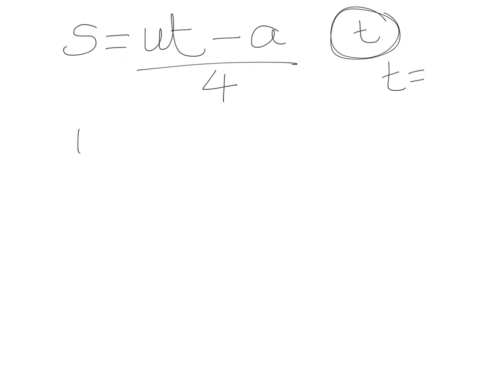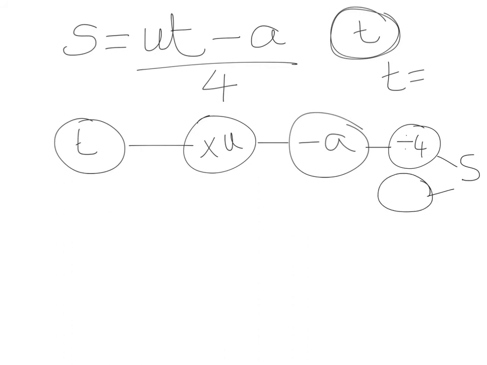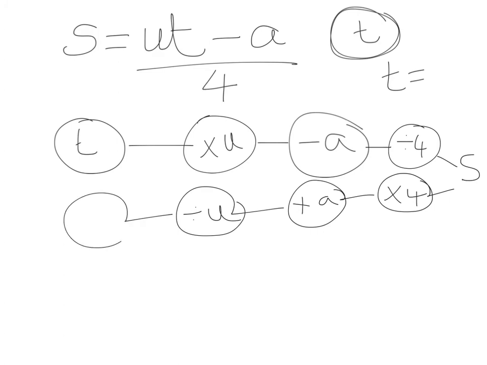That's fine. I'm going to put T in my bubble. And what am I doing to T here? Well, it's UT, which means it's U lots of T, U times T, so I'm timesing by U. When I've done that, I'm subtracting A. And then, in this case, I'm actually dividing by 4. So, divide by 4. When I've done that, I get to S. So I'm going to go back to T. So I'm going to times by 4, plus A, divide by U, and that will get me back to T.